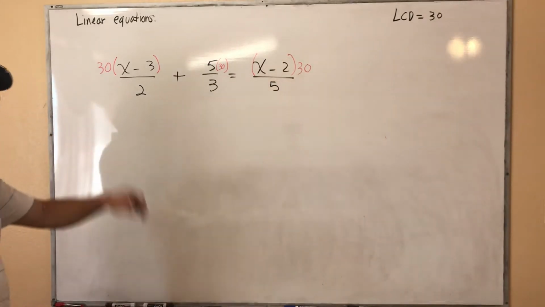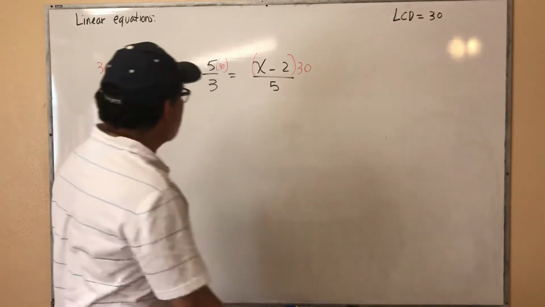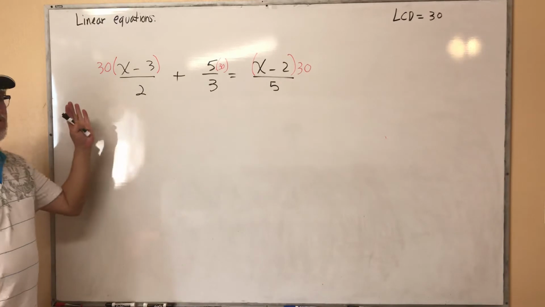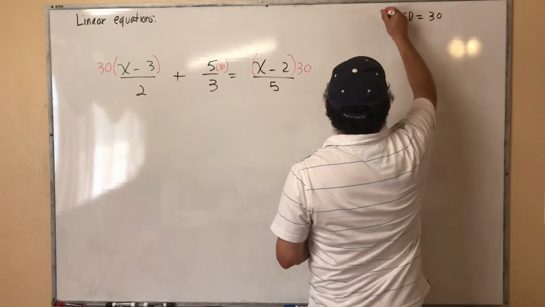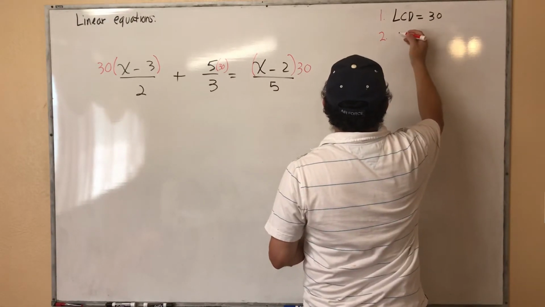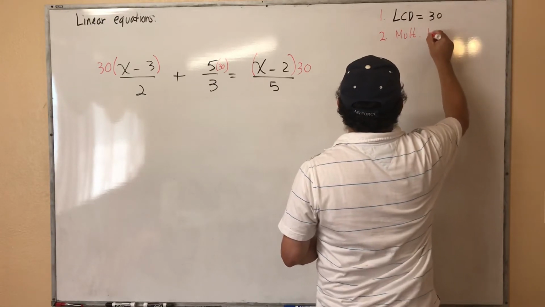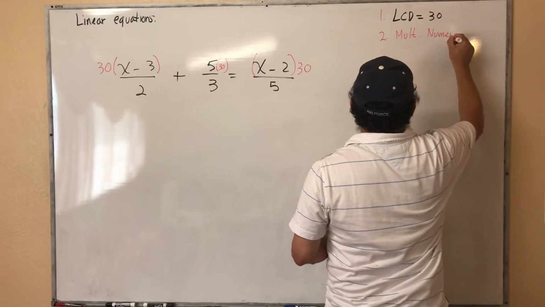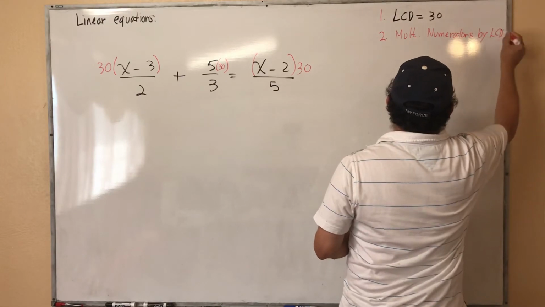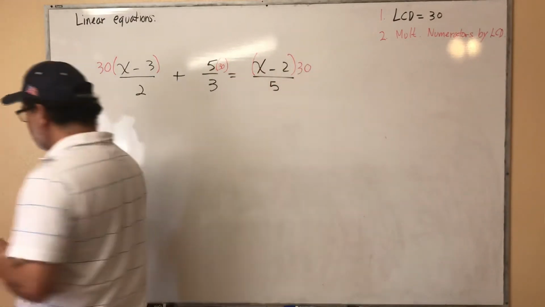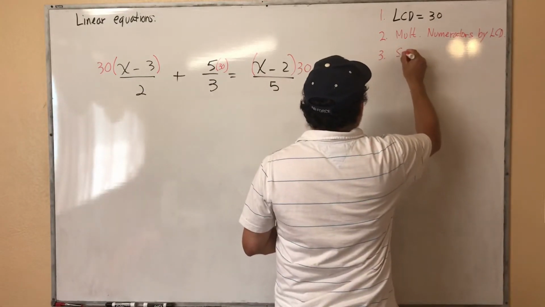That's the second step. The first step is to find the LCD. The second step is to multiply every numerator by the LCD. So, step number 1, find LCD. Step number 2, multiply numerators by LCD. Third step, simplify.